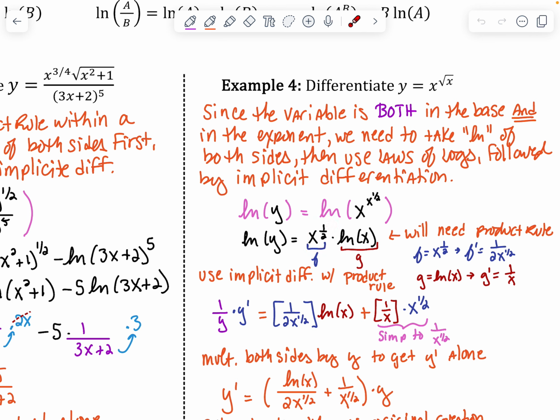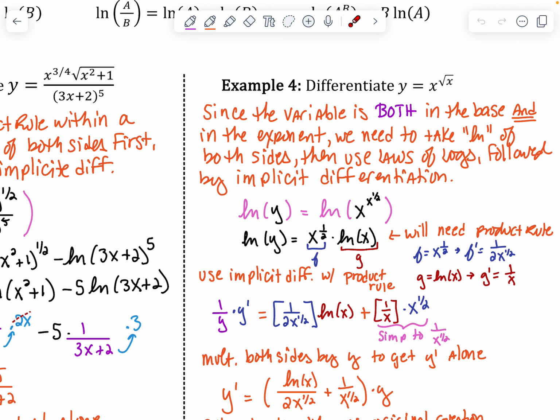I haven't done any calculus yet. All I've done is use a law of logs. Remember, I cannot move that 1/2 in front of the x because I don't have a log in front. So as I now look at this equation that I'm going to take a derivative of, don't forget we're going to need a product rule because we have an x times some other portion with an x.